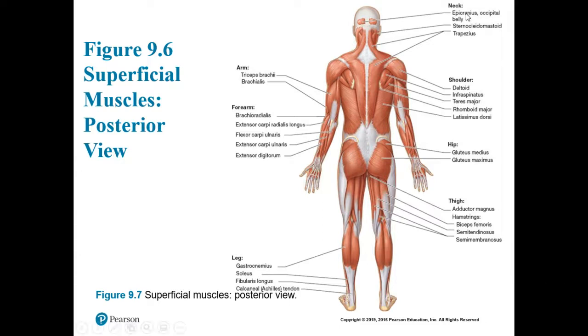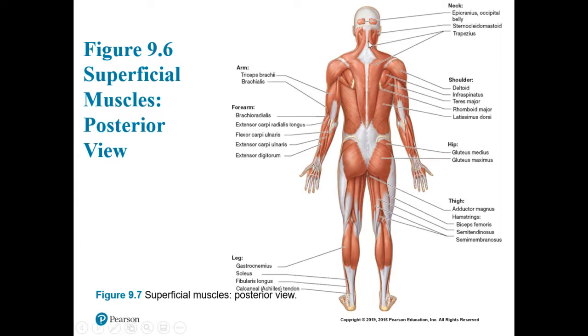Starting with the neck, right? So I talked about the epicranius already. This is the occipital belly. I talked about the sternocleidomastoid already, right? Allowing you to rotate your head to the sides.